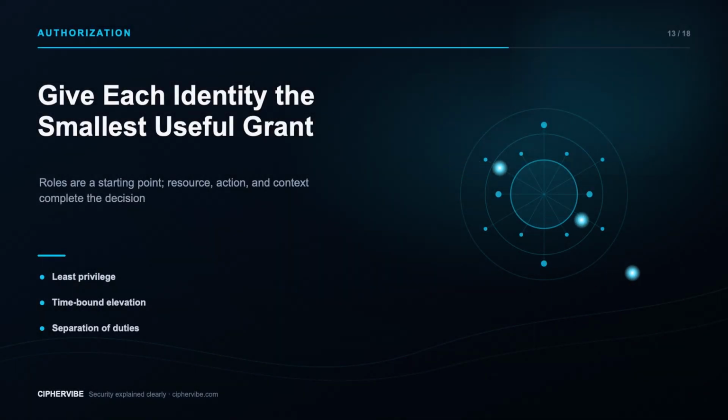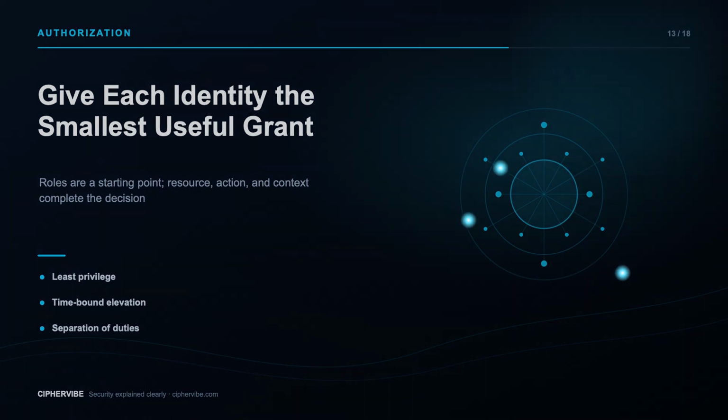Authorization should grant the smallest privilege that completes the task. Combine roles with resource ownership, requested action, environment, and time. Use time-bound elevation for administration and require separation of duties for high-impact changes. Remove stale grants instead of carrying old group memberships into a new platform.